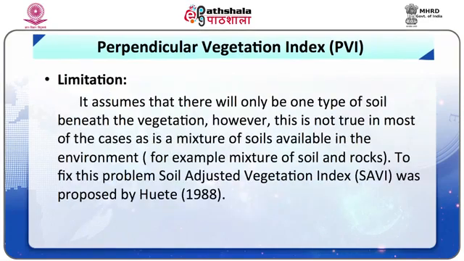The limitation of the PVI index is that it assumes that there will only be one type of soil beneath the vegetation. However, this is not true in most cases, as there is a maximum number of soils available in the environment, for example, a mixture of soil and rocks. To fix this problem, the soil adjusted vegetation index, that is SAVI, was proposed by Huete in 1988.